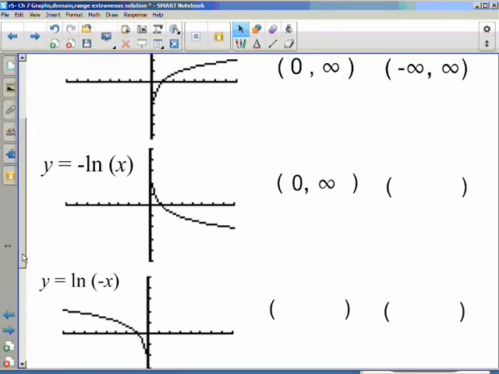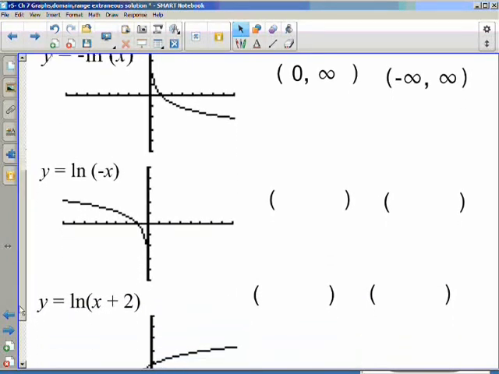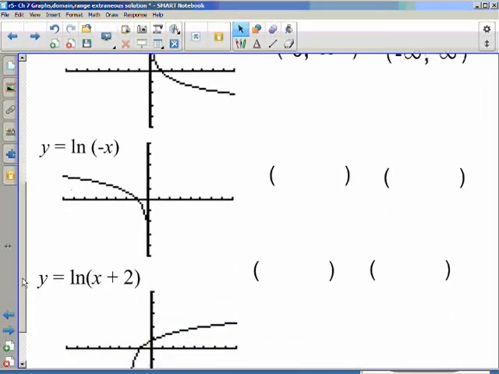The domain is going to be anything from 0 to infinity. Same rules apply. You're only going to input positive values. However, the output hasn't changed either, just how quickly it gets to negative infinity or positive infinity. Likewise, we put the negative inside. Now notice this does change quite a bit.